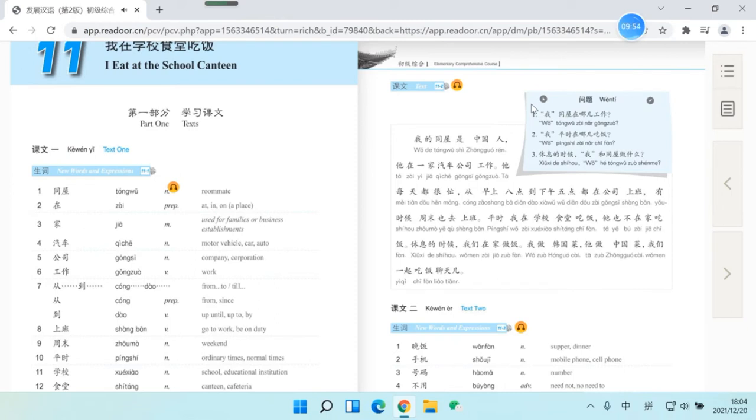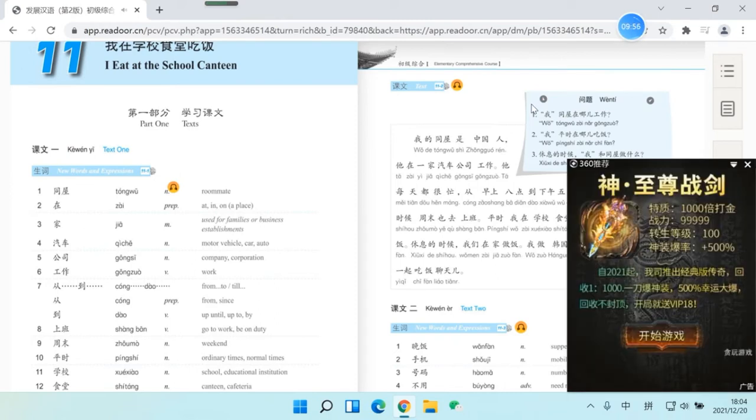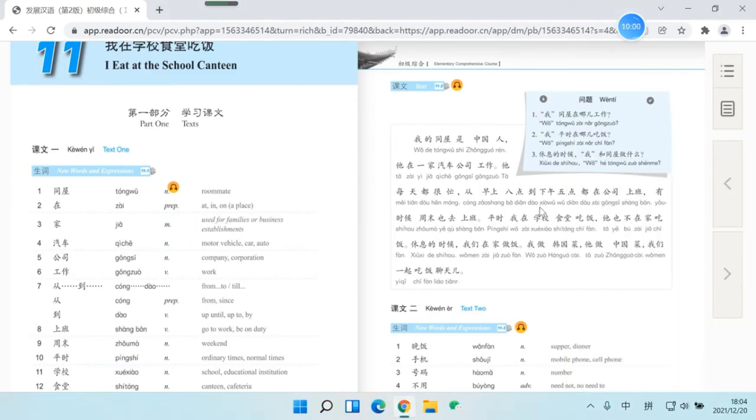Okay, so this is just text one. So here, as you see, we got the short passage. Okay, now let's confirm the meaning of this short passage.